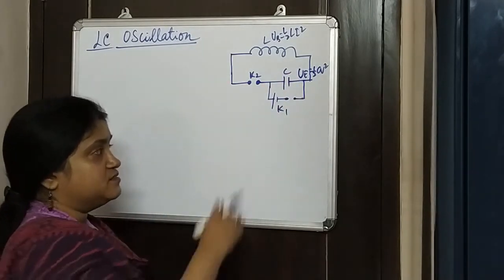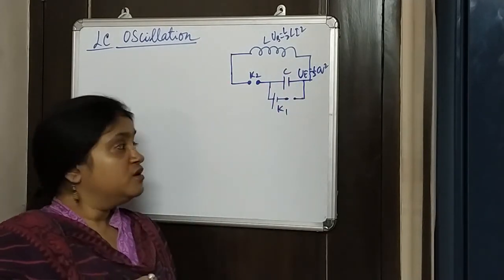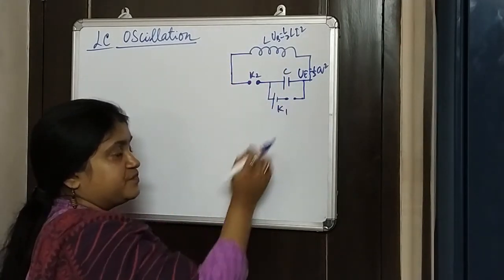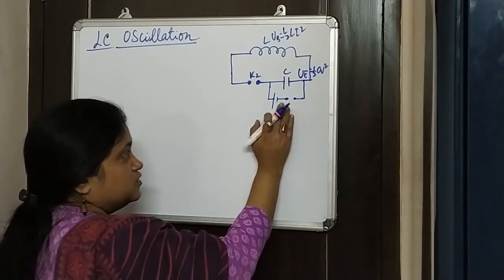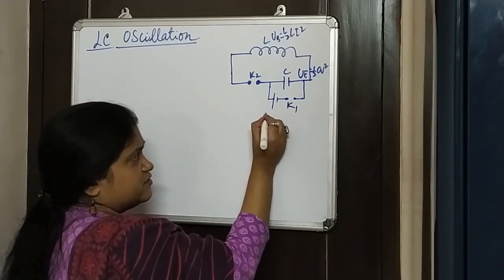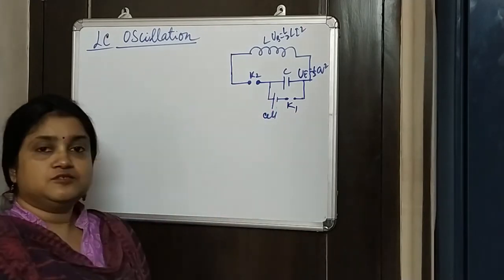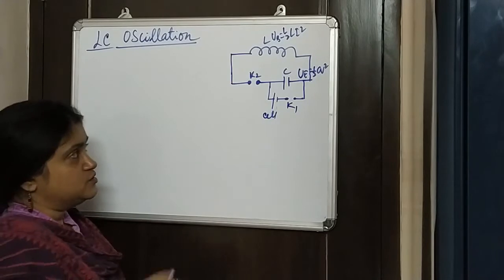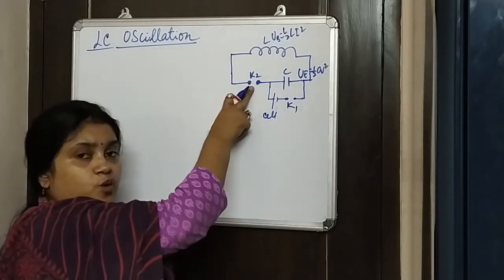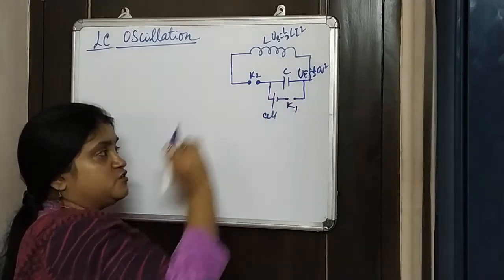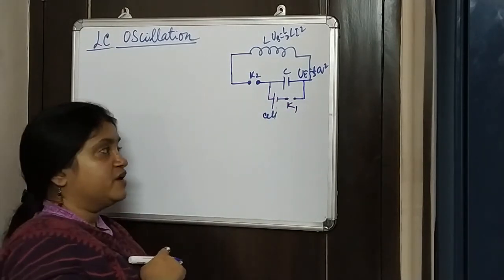which is joined with the capacitor. This is the source which is joined with the capacitor with a key K1. So this is the source, or the cell, and this is K1. So this is a cell to charge the capacitor. Let's suppose this is an open key, so current doesn't flow here. Now first we are closing the key K1.